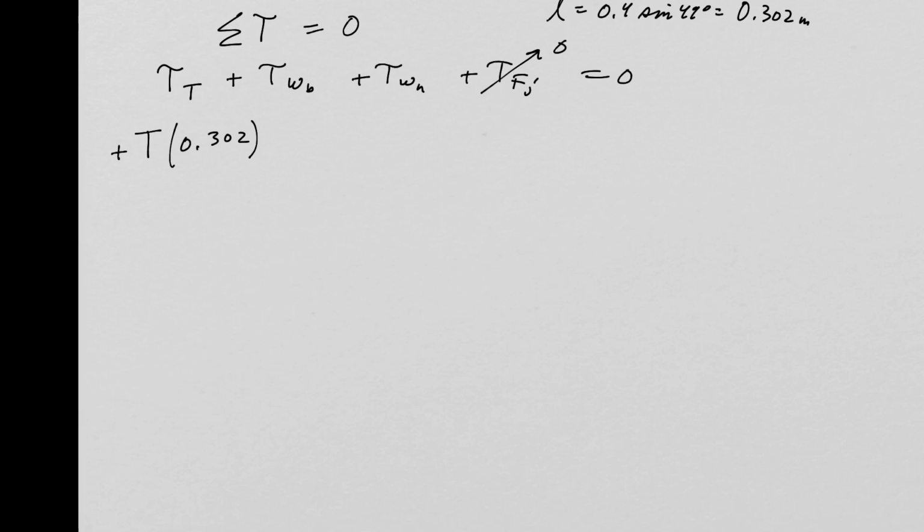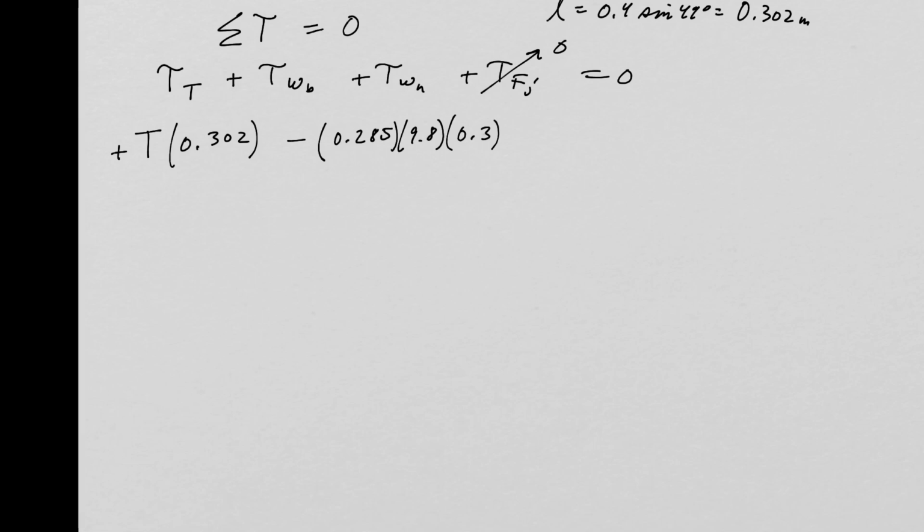Then I have the torque due to the weight of the board. The force is the weight, which is the mass, 0.285 times 9.8. That's the weight of the board. And then what was the moment arm? Remember, it was 0.3 meters, 30 centimeters. And that torque would be negative because it would tend to rotate it clockwise.